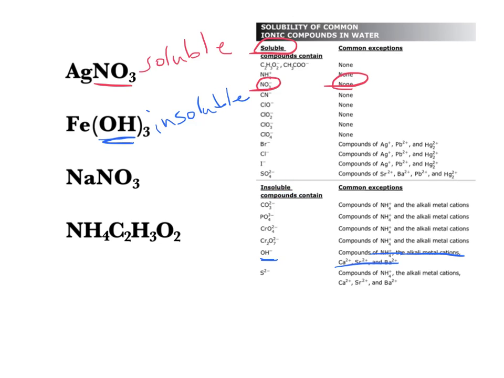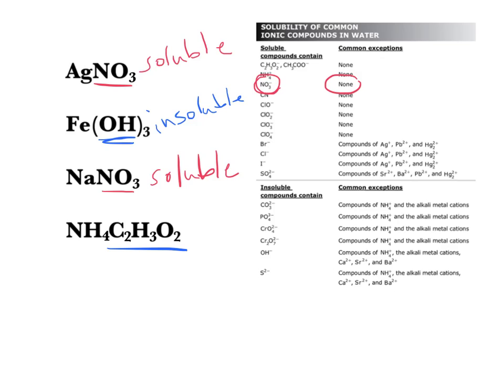Alright, let's get that out of here, and let's look at the next two. The next two we have are NaNO3, so NO3 is right there. Soluble, no exceptions. And C2H3O2, remember that's acetate. That's up there. Soluble, no exceptions.